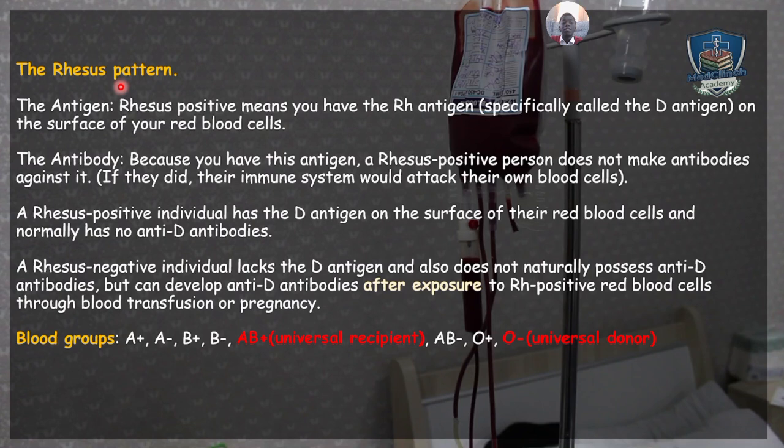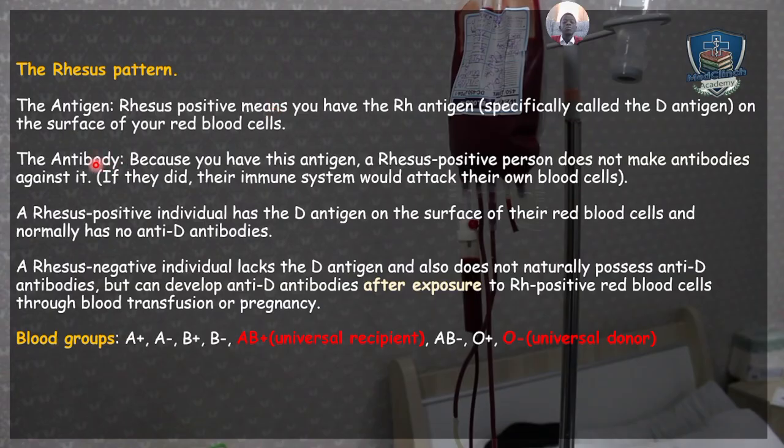Now, why do we include the rhesus? Remember, we always have clients who are rhesus positive and rhesus negative. Let's denote each point. When you say rhesus positive, we mean that these cells have the rhesus antigen. We can call it the D antigen on the surface of the red blood cells. So the red blood cells can additionally have a rhesus antigen. Those who have a rhesus antigen, we call them rhesus positive. On the other hand, those who lack the antigen, we call them rhesus negative.